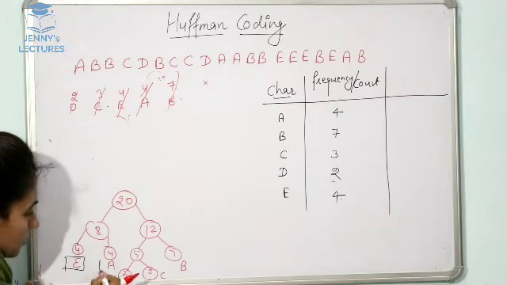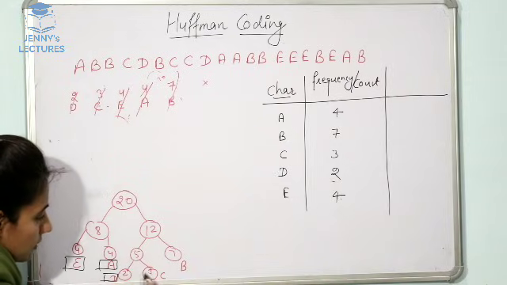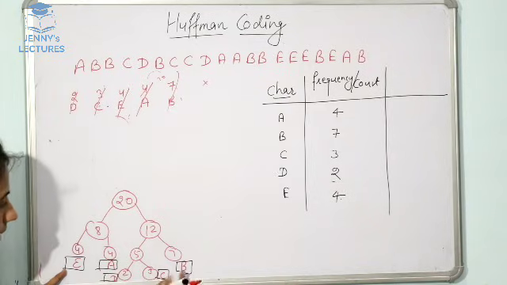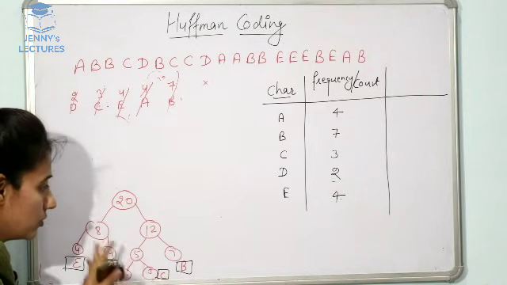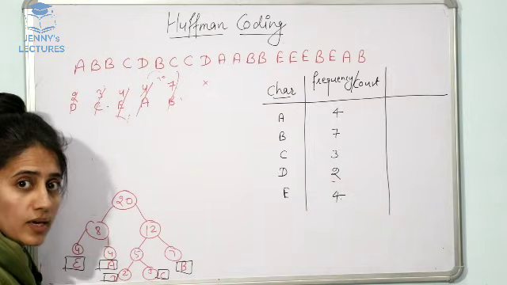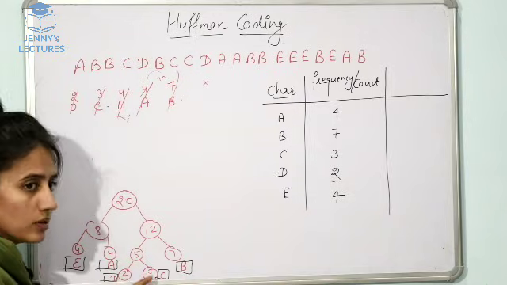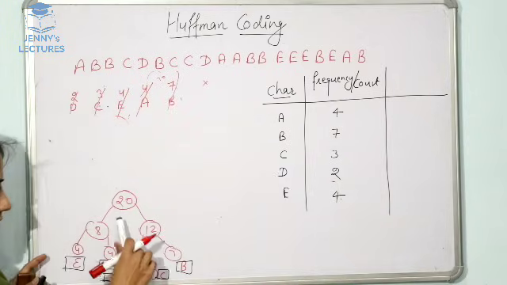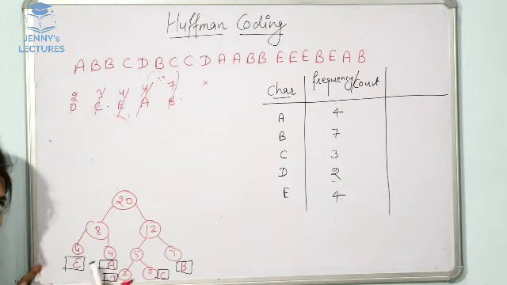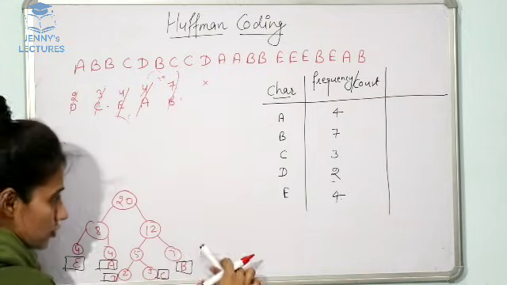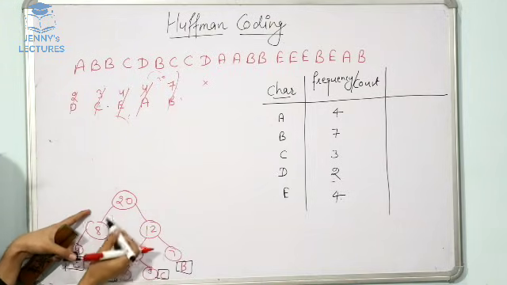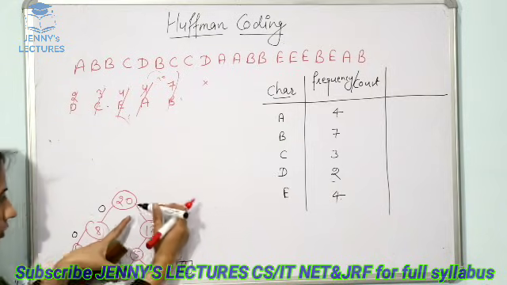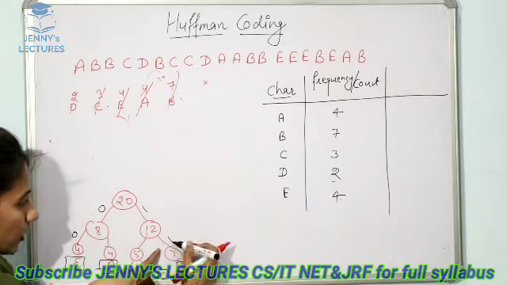The characters will always be at the leaf node: E, A, D, C and B. Now we have drawn this tree. Now second step is what? You have to traverse this tree and you have to assign 0 and 1. Now 0 would be assigned to the left side and 1 would be assigned to the right child. So 20 का left child है, this one 0 would be assigned. Here to the left side 0 would be assigned. Right side 1, right side 1.